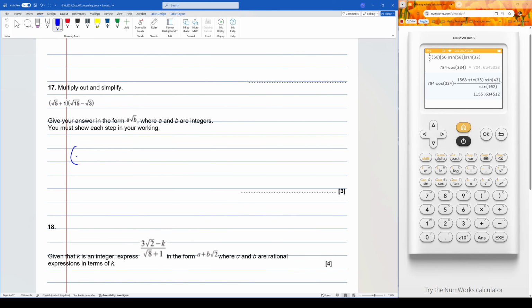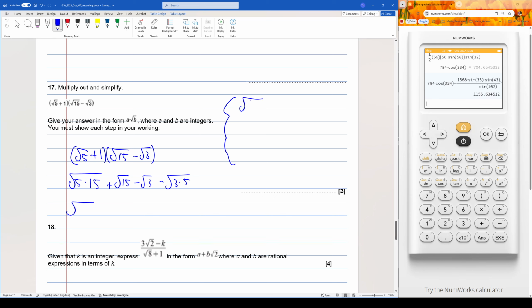Multiplying out, root 5 plus 1, root 15 minus root 3, I'm going to get root 5 times 15, plus root 15 minus root 3, minus root 3 times 5. So this one I can do in a cleverer way. I could do 5 times 15, work out what that is, and then go backwards afterwards. Equals now root 25 times 3, which is 5 root 3.